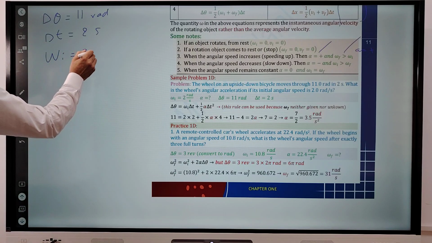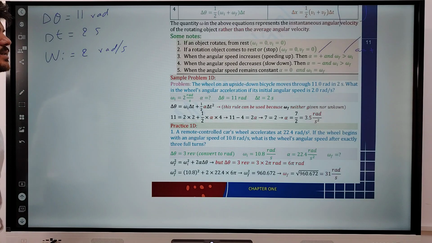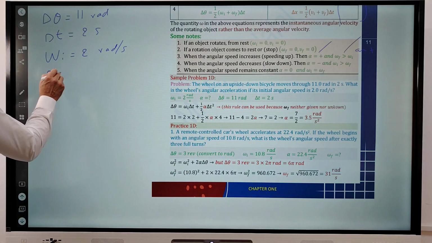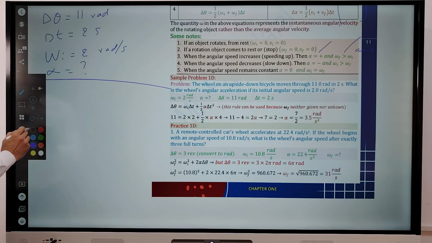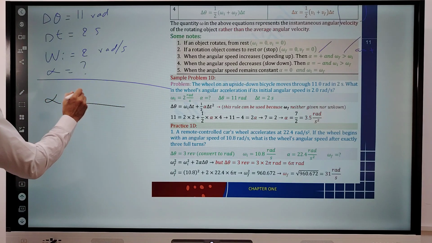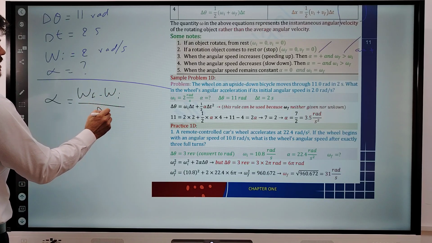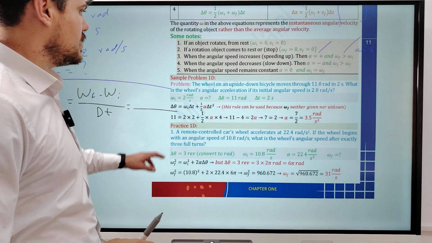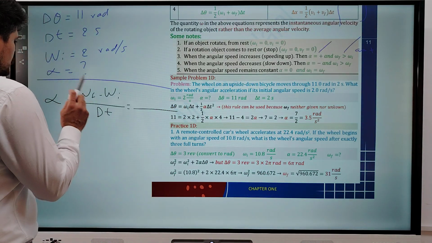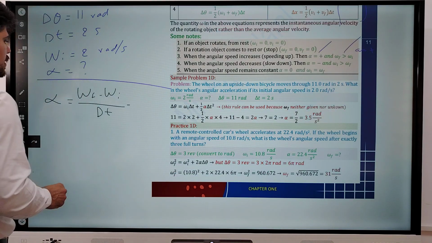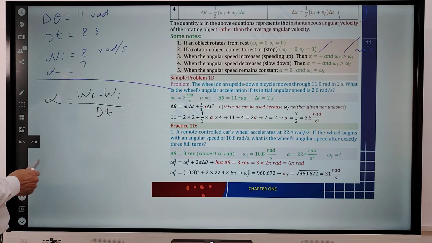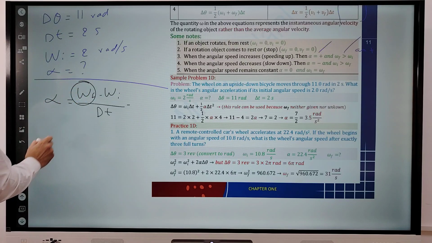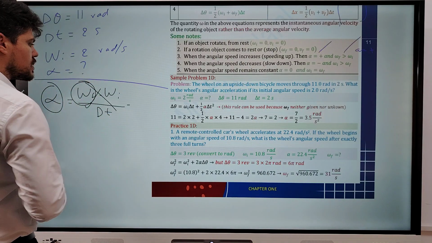Initial angular speed is given, 2 rad per second. What is the angular acceleration? Angular acceleration is unknown. How can you determine it? Omega final minus omega initial divided by t. But omega final is not given, so we cannot use this equation. Can we use this one? No. Why? Because in this question, we don't have omega final, and also alpha is unknown. That's why we cannot use this equation.